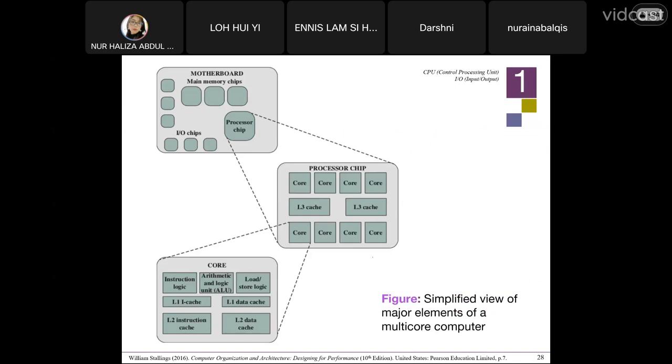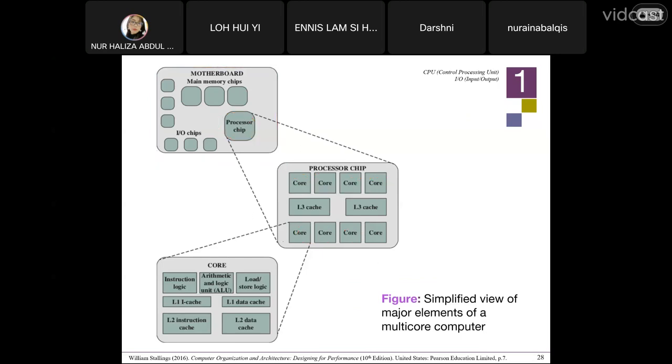Okay, so here you can see it is under your motherboard. That's why a motherboard, if broken, is very expensive to replace, because everything is inside. So you can see that if you have a processor chip here, depending on your computer, if you have like 3 core, 5 core, 7 core, it will have all of them inside this.